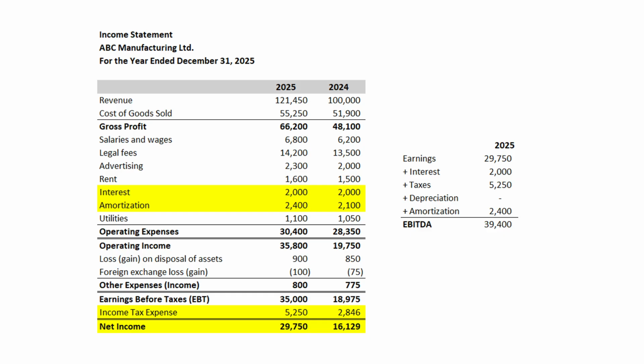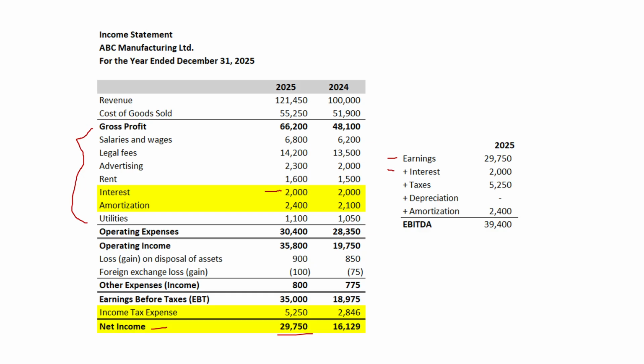This is only for 2025, by the way, and starting with earnings, recall that earnings is the same as net income at the very bottom. So we have 29,750. We're going to add back interest. And the reason why we add back interest, which is found in the operating expense area, is because we're trying to figure out a company's ability to take on debt in general.